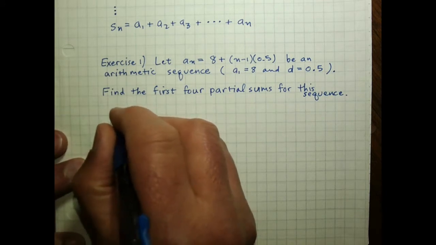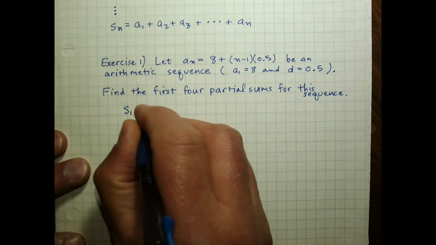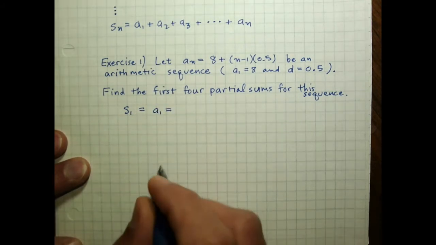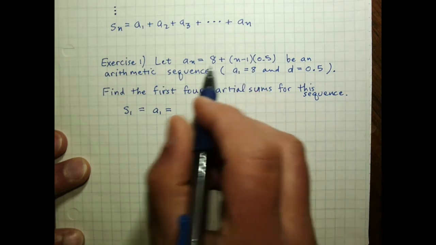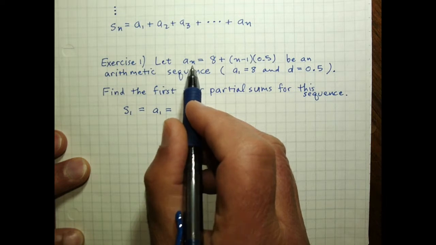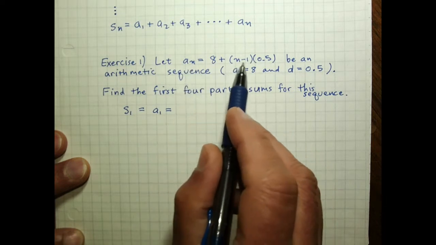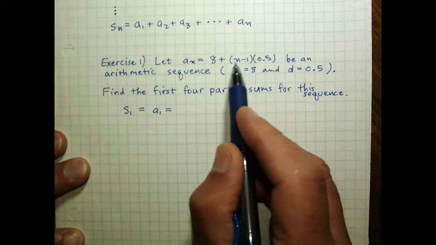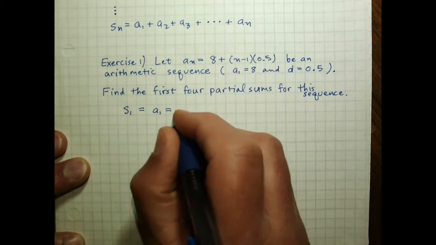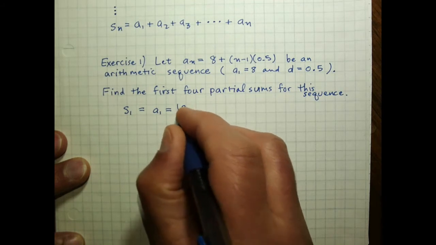So let's see, the first is S1, which is equal to A1, and so that's just 8 here. It's the same thing that we get if we plug n equals 1 into the formula, because 1 minus 1 will be 0. We don't have to add on a 0.5 term, we just have 8. So there's the first partial sum.